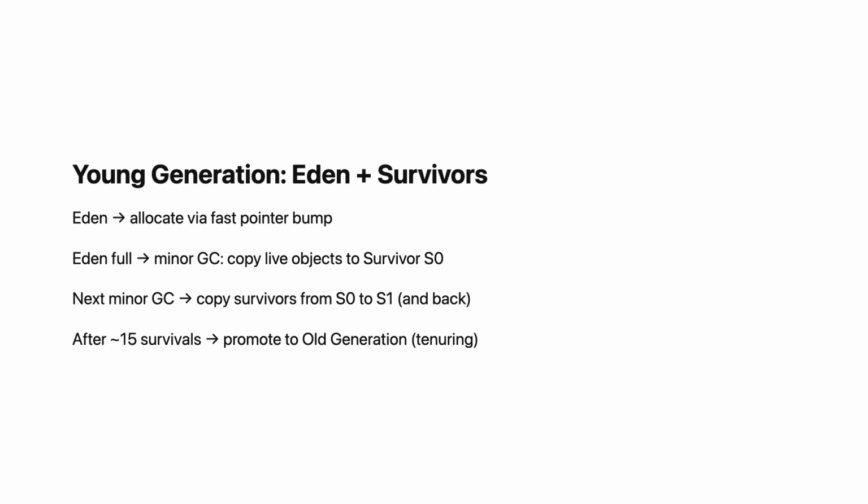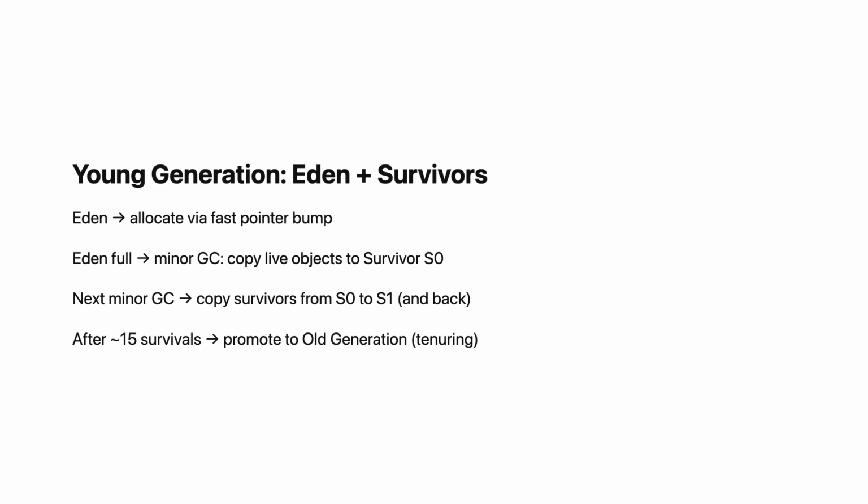When Eden fills up, a minor garbage collection is triggered. The collector traces from the roots, finds all the live objects in the young generation, and copies them into one of the survivor spaces. Everything left behind in Eden is dead, and the entire space is wiped clean in one shot. You don't free individual objects, you just reset the pointer back to the beginning. That's what makes it so fast.